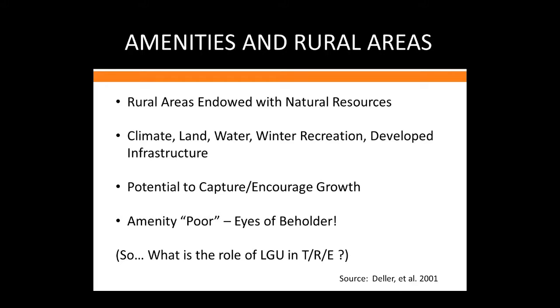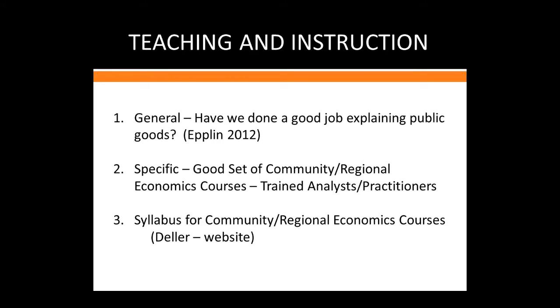That led me to the thought that perhaps there is a little bit of a discussion left regarding what is a good amenity and what is a poor amenity, and in some level that may be in the eye of the beholder. So, what is the role of the Land Grant University in terms of teaching, research, and extension?